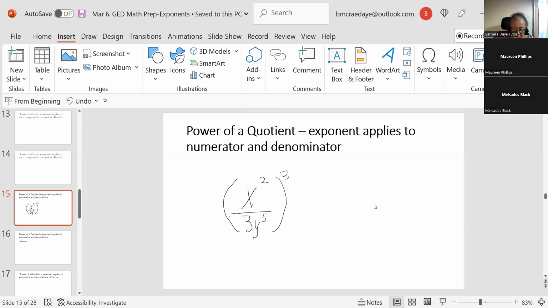The division is really like the multiplication, except you're applying it to each component of the fraction. It's really a fraction, numerator over denominator. So apply that 3 power to the x to the second and apply that 3 power to 3y to the 5th, and tell me what you get.